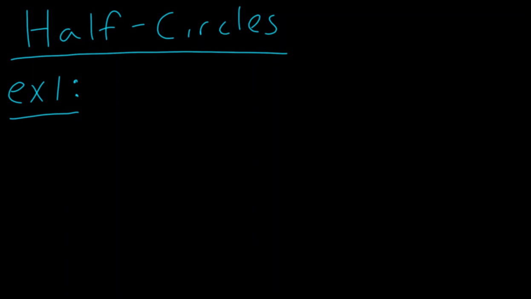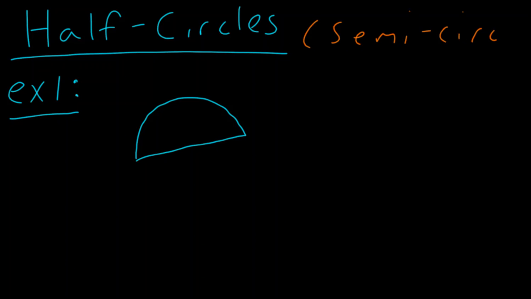All right, and welcome to half circles. Now, in our very first example, let's take a half circle, which is just what the name implies, half of a circle, or what it's truly called in geometry, we call this a semicircle.